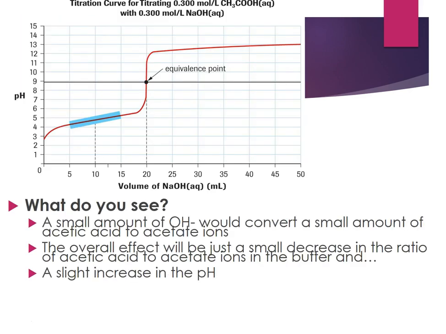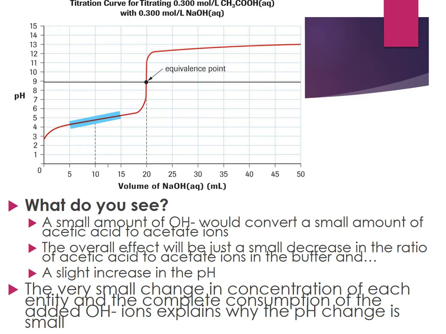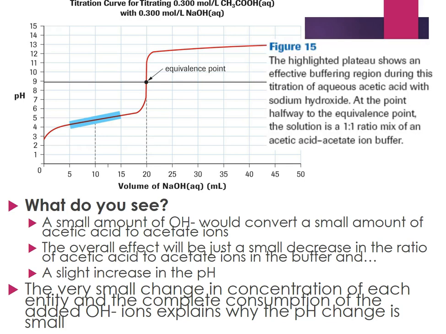The effect of adding a small amount of hydroxide ions on pH is reduced by the buffer solution. The pH will increase, but very slowly. This titration curve shows that there is a region where the solution is buffering effectively.